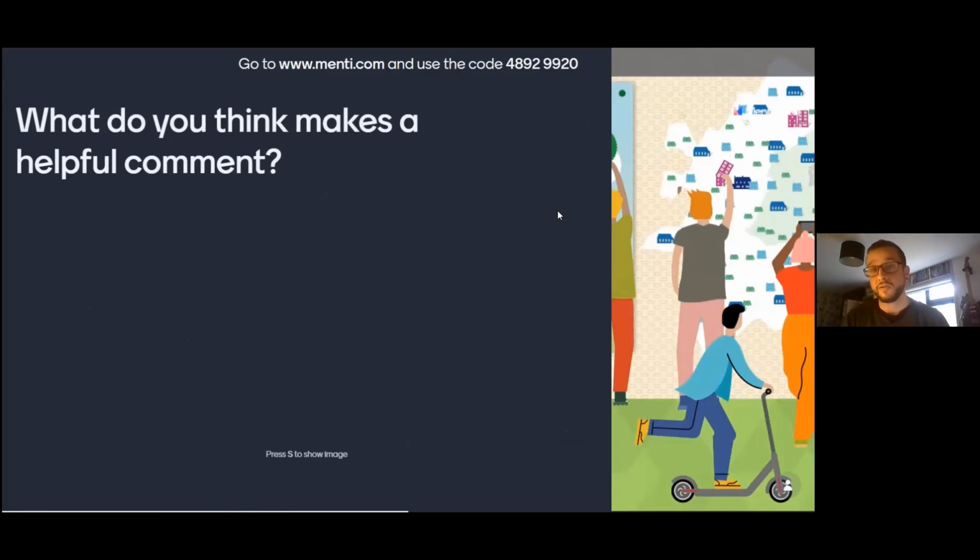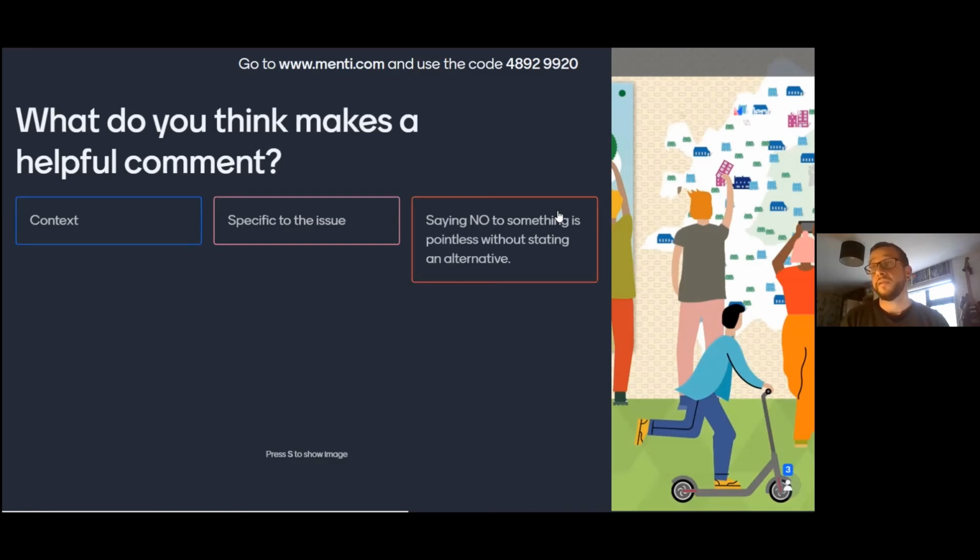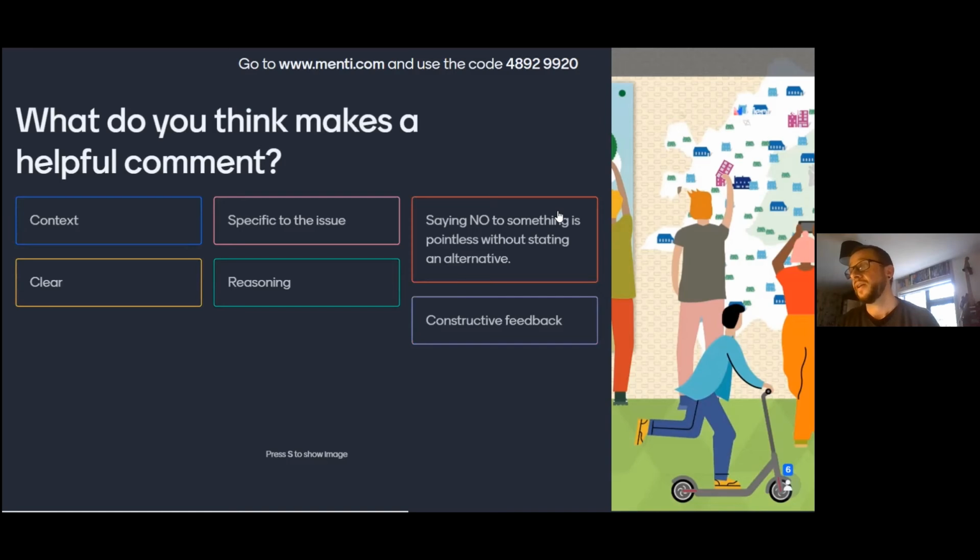We don't just comment and give feedback on planning, and actually planning has the least feedback compared with other things. Other things get a lot more energy, but maybe we're not as good at presenting it in a way. So yes, context is absolutely one that is specific to many things, but planning is important in that fact. Saying no to something is pointless without stating an alternative. Yeah, and that is true.